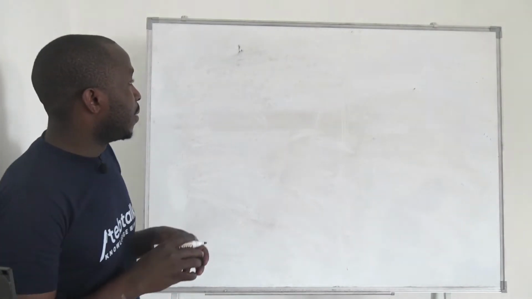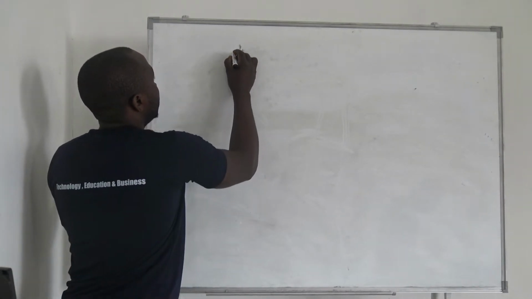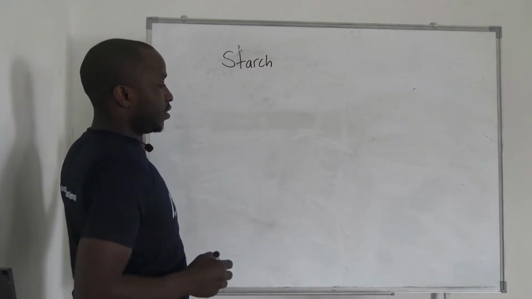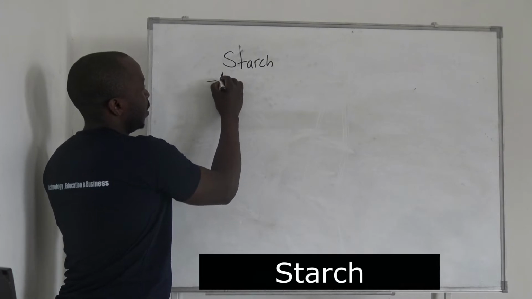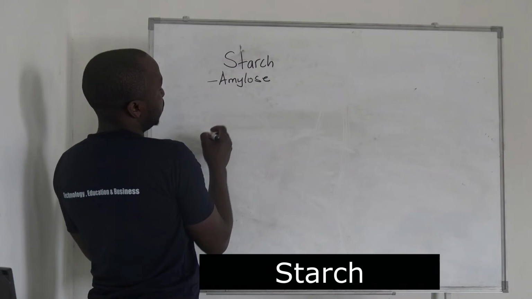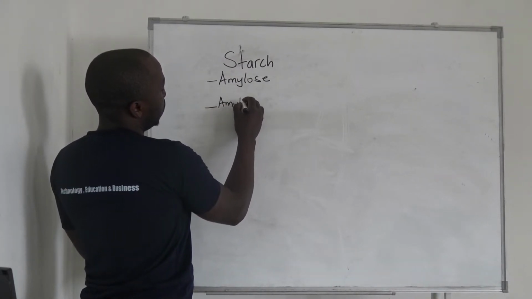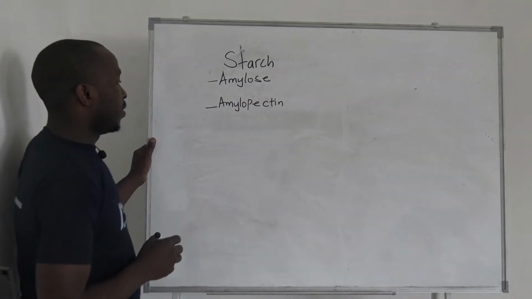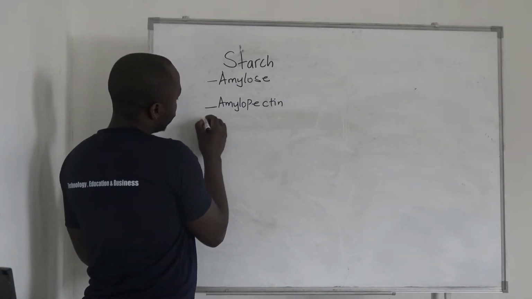We are still looking at carbohydrates, but now specifically we have been looking at starch as a polysaccharide. We looked at starch and said starch exists in two forms, amylose and amylopectin. So we want to first compare these two starch forms.